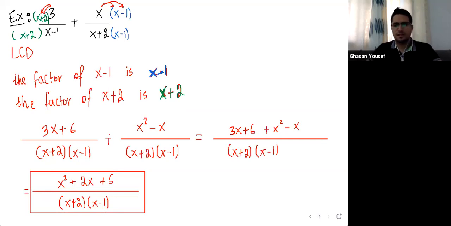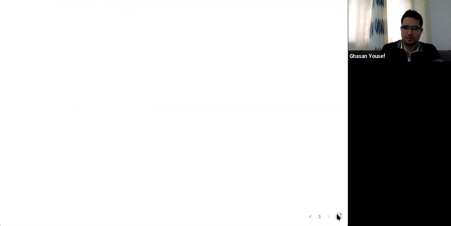Okay, is it clear how to find the least common denominator and how we can add two fractions? Anyone have a question or is confused in some part of this example? Okay, so I'm going to give another example to make sure you understand how we add fractions. So, example 2.